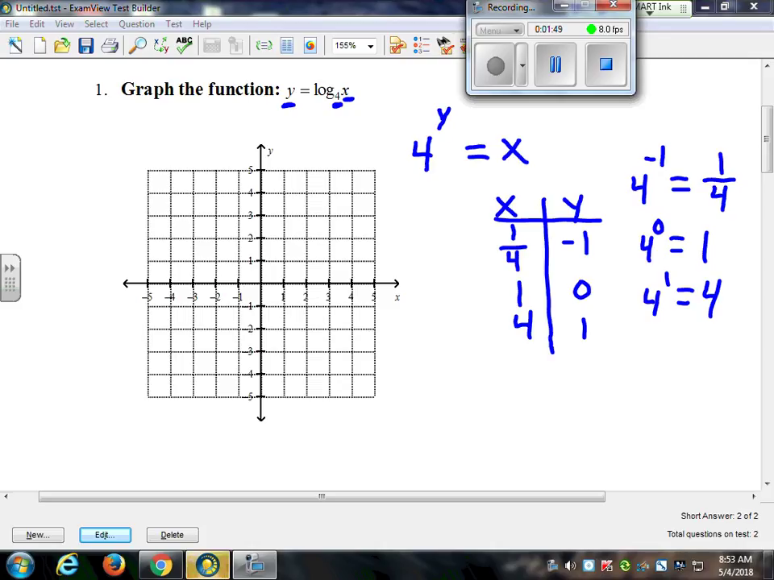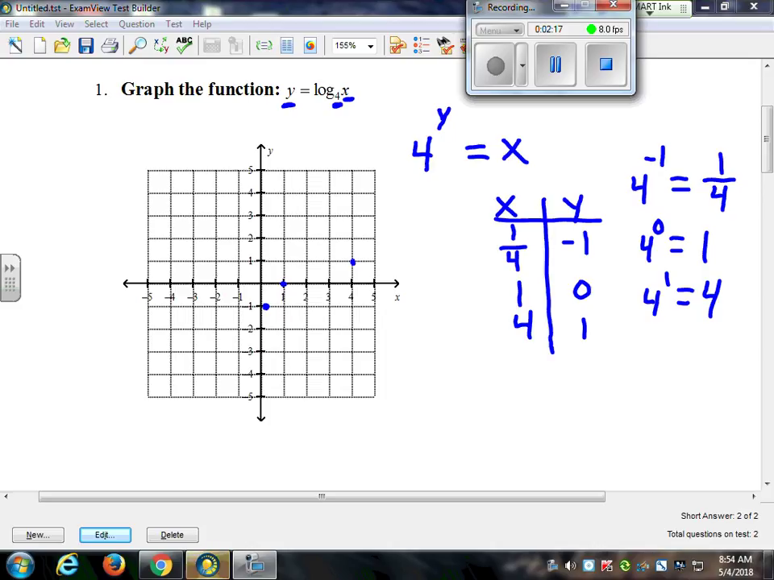So our first point is (1/4, -1). That means I go right 1/4, which is just a little bit past 0 to the right, and then down 1. So I'm going to put my dot right about there. The next point is right 1, up 0. And the next point is (4, 1): right 4, up 1.